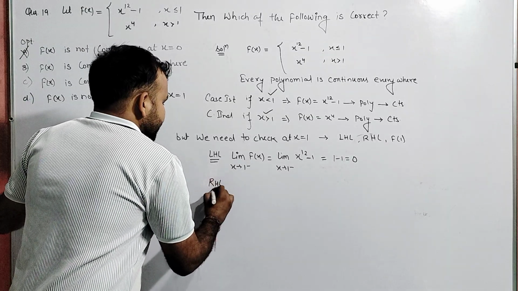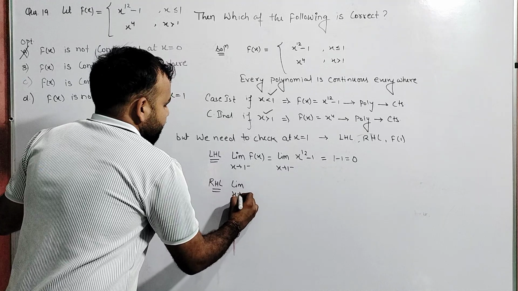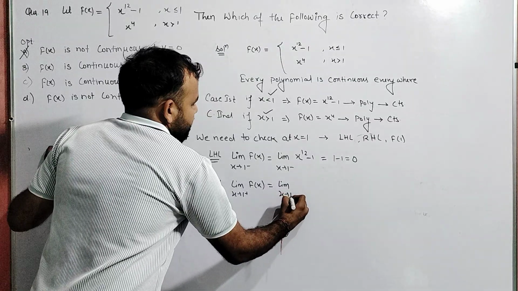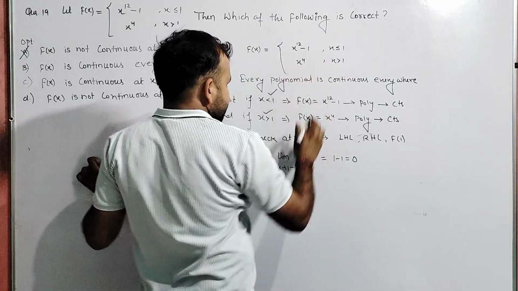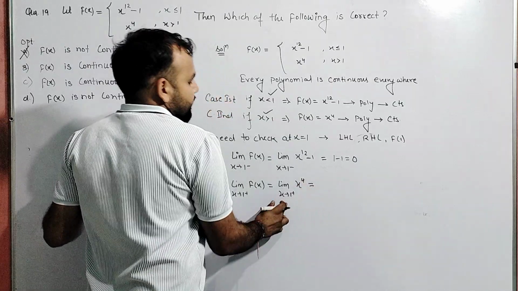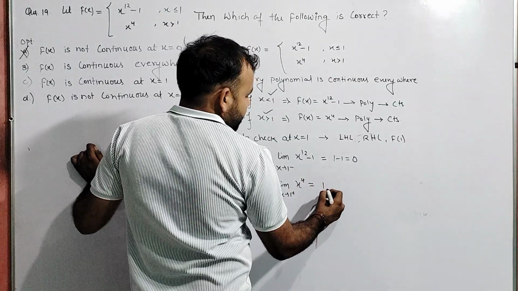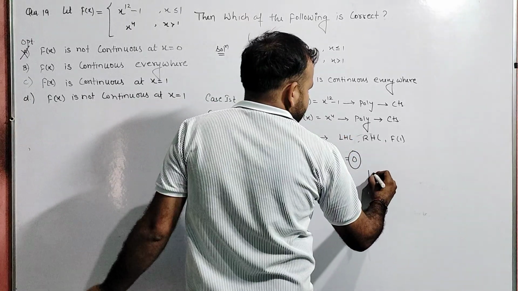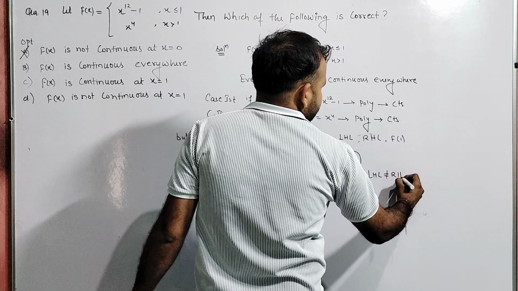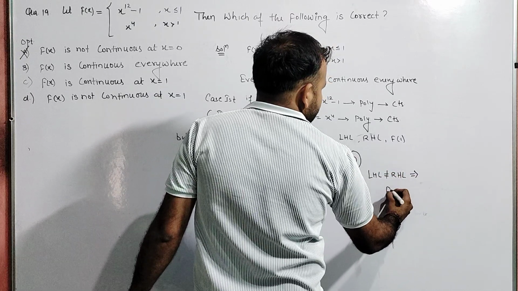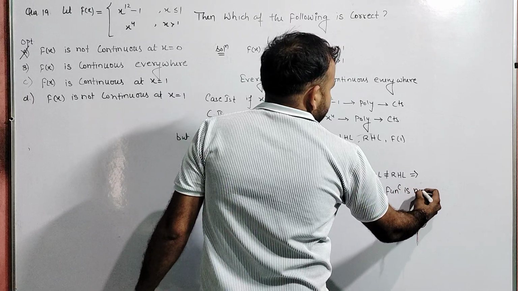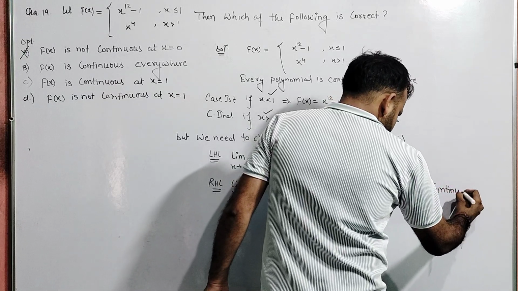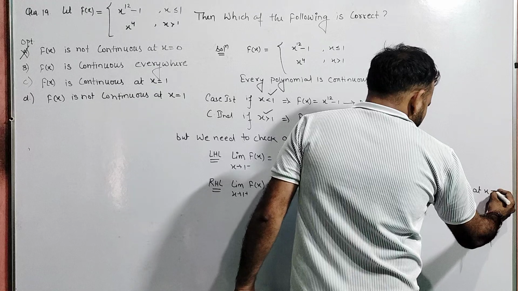Similarly, we are going to check right hand limit x tends to 1 plus. So student, you can see that as x tends to 1 plus our function is x to the power 4, and if we put directly x equal to 1 over here, we got 1. Here right hand limit is 1, left hand limit is 0. So we can say that left hand limit is not equal to right hand limit. So this implies our function is not continuous at x equal to 1.